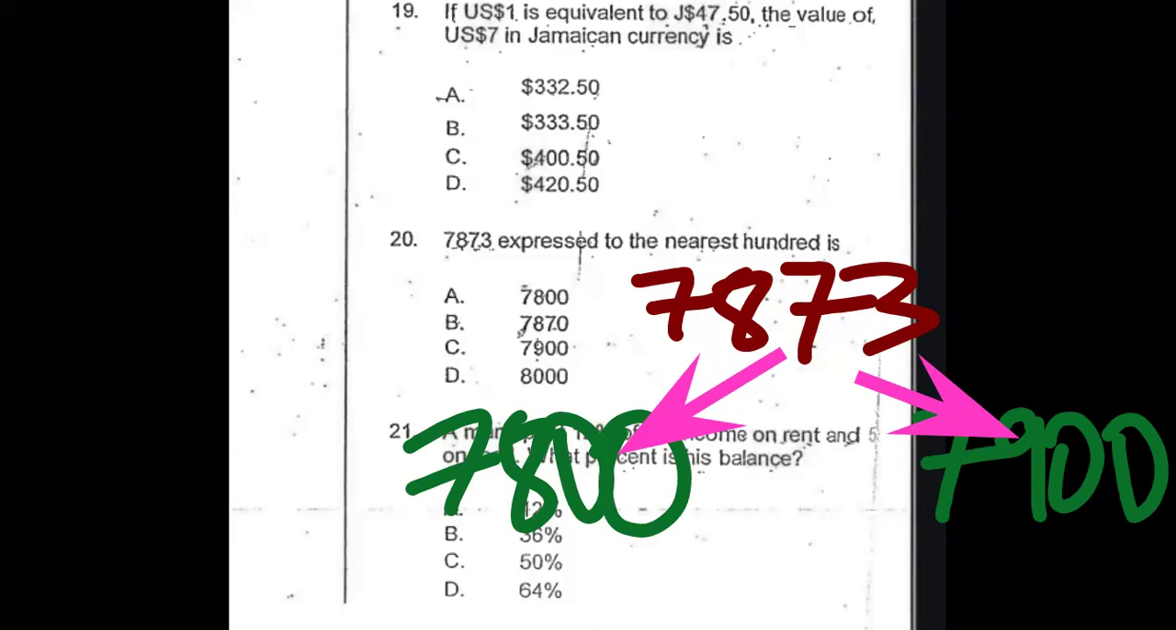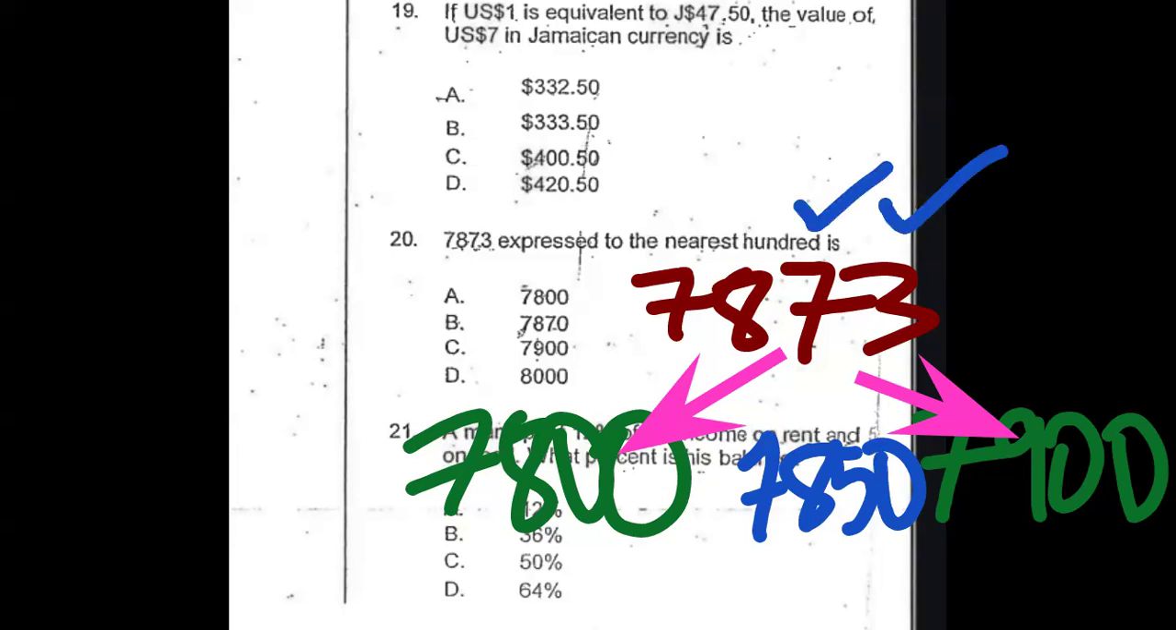So let me write 7,850 in the middle. The fact that this number here, 73, is bigger than the 50 means that it's closer to the right. So the nearest 100 is going to be C. So our answer is going to be 7,900. Because if we were walking from 7,873 to either 7,800 or to 7,900, it would have taken us longer to go back to 7,800 than it would be to get to 7,900. So that's how we would look at that question right there.